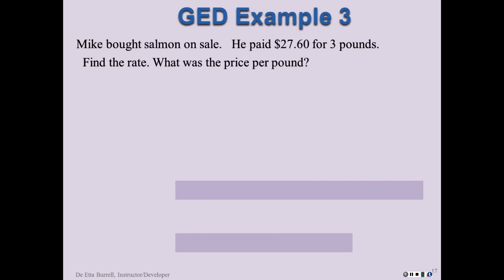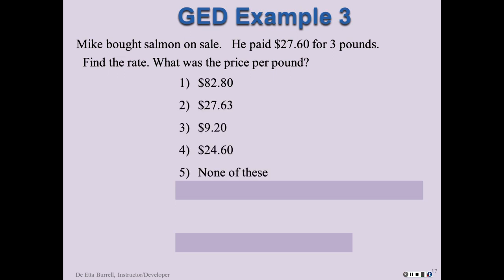Okay, Mike bought salmon on sale. He paid $27.60 for 3 pounds. Find the rate. What was the price per pound? You should be able to do this one in your head.